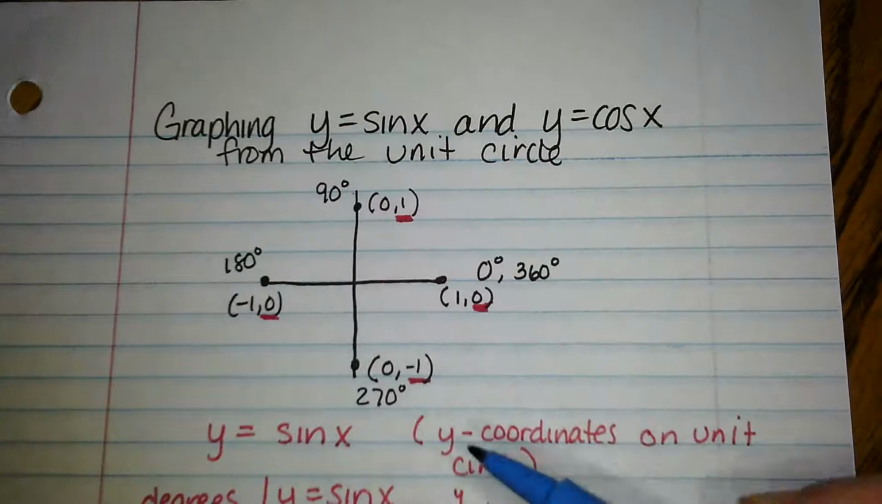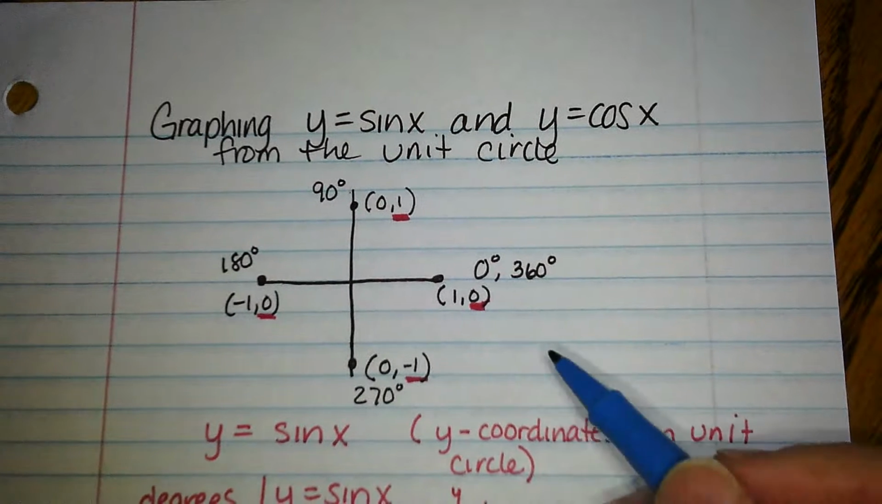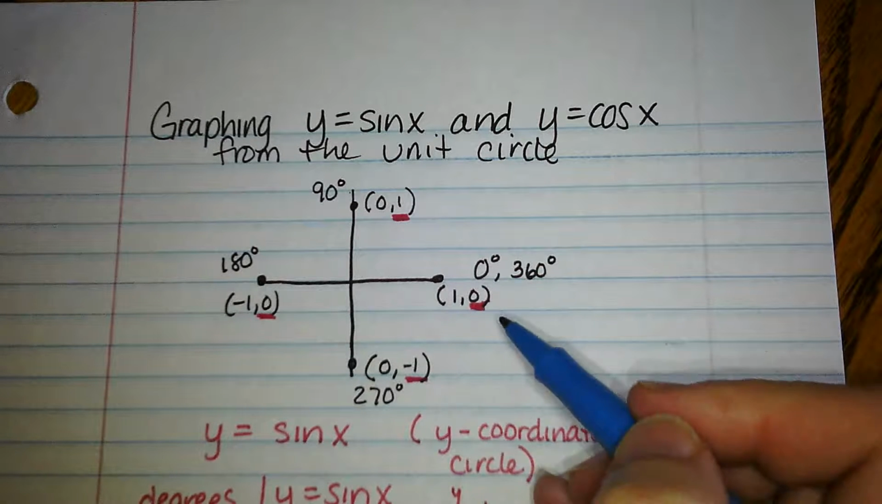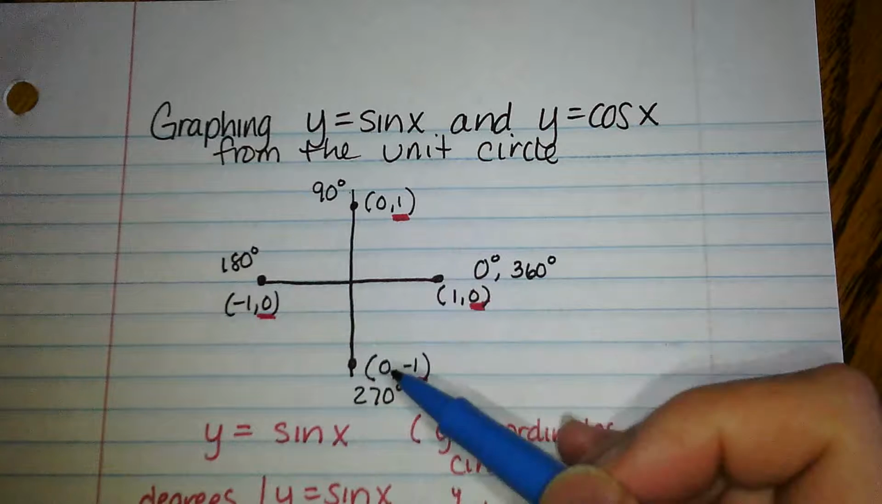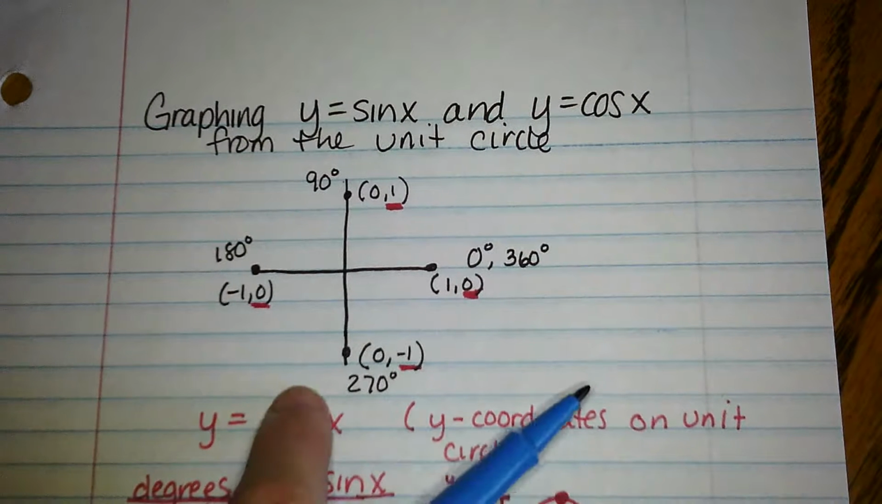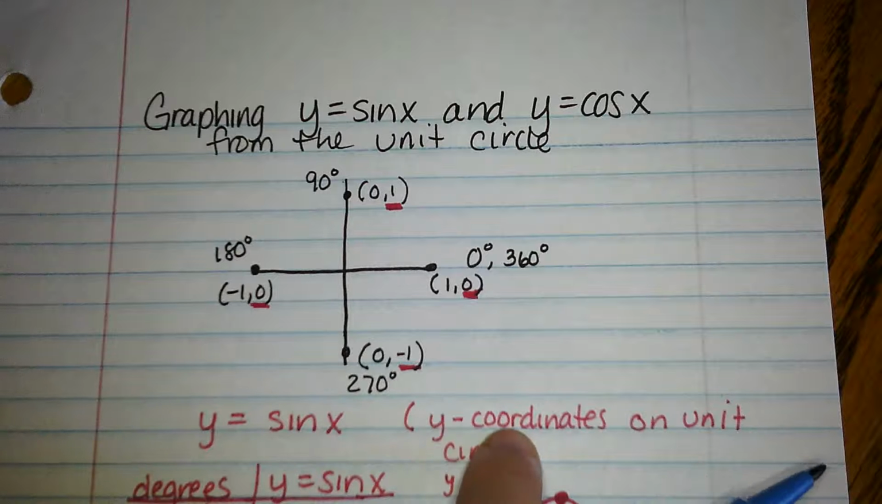Okay, so we just graphed the sine function. So now what we're going to do is graph the cosine function from the unit circle. Now notice all the ones that are underlined in red represent the sine function because that's where the y coordinates are. And the sine function is all the y coordinates on the unit circle.